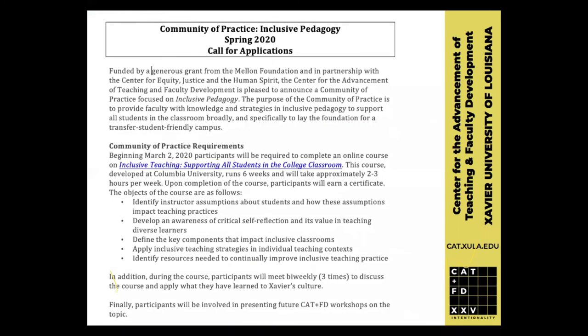Okay, so that leads to CAT's new initiative, which is a community of practice for inclusive pedagogy. And I really hope that everyone who's here, you're here because you like this topic, or maybe you're stuck in the library, but I really hope that you are interested in this. This is funded by the Mellon Foundation, and it's in partnership with our Center for Equity, Justice, and the Human Spirit. And the purpose is to get as many Xavier faculty as possible.